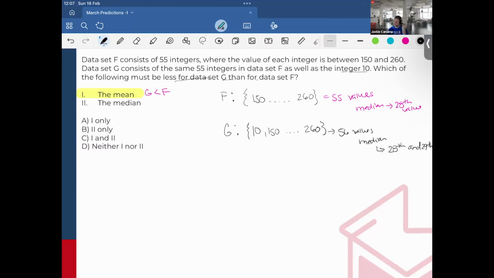However, since 10 is added at the very beginning, and imagine if all of these are the same integers, then the 28th and 29th value will remain unchanged. So that's all I have to know, and it's only the average that's going to change. So, amazing statistical theory and concept.